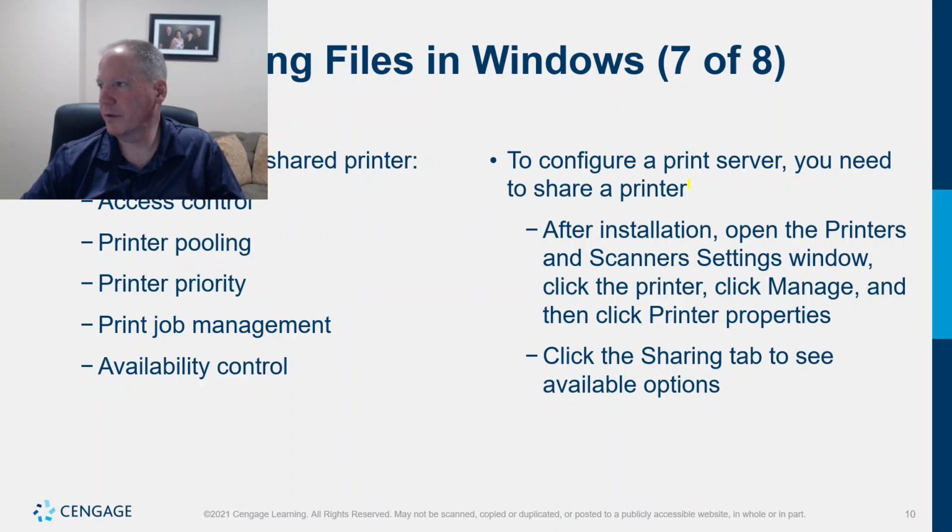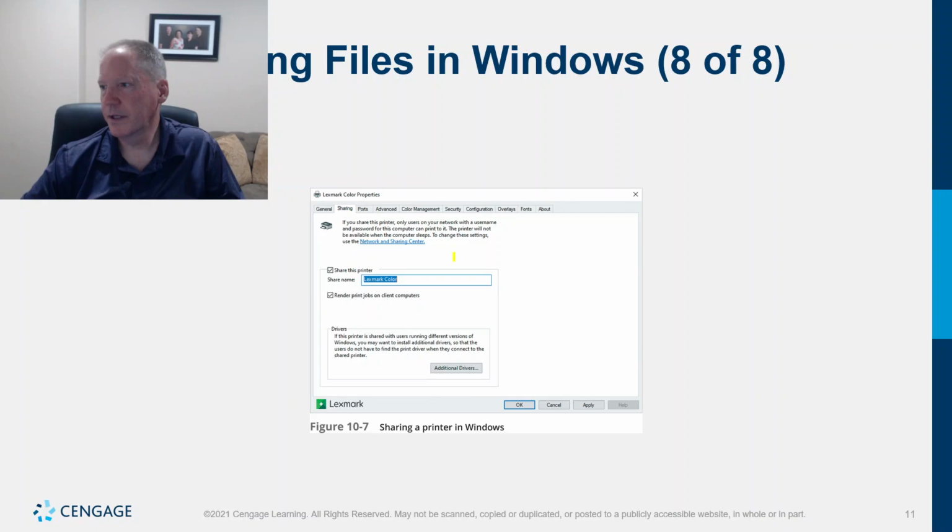And to configure a shared printer, after installing the printer, you just open the printers and scanners, and then right-click on the printer, go to the properties, click the sharing tab, and it's almost the same setup as file sharing, right? So here's the sharing, where you just basically say, okay, I want to share this printer, which is right here. Give it a network name if you want to, and then render print jobs.